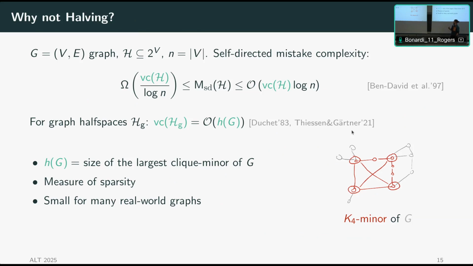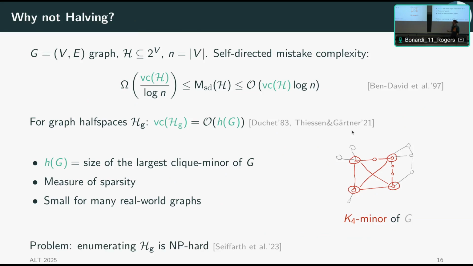Most real-world graphs have a very small Hadwiger number, this h of g. For example, planar graphs, you might have heard of the Kuratowski theorem or something like that, have a Hadwiger number of 5. So if you plug this in, we see that up to these log factors, our mistake bound would be determined by this h of g.